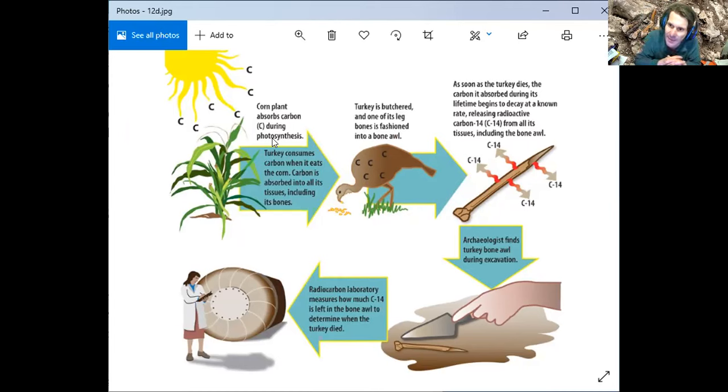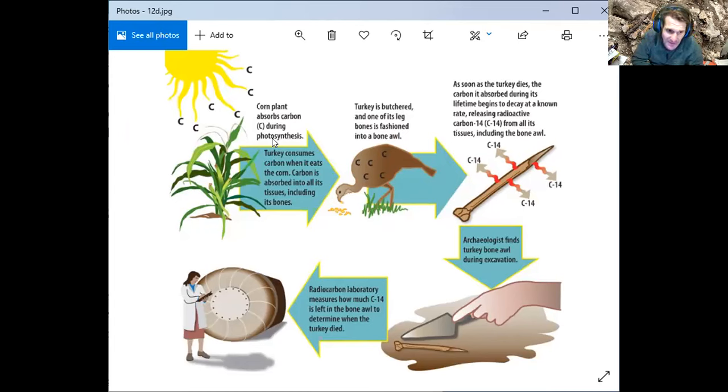And one of its leg bones is fashioned into a bone awl. Basically an awl is a little thing to make holes. As soon as the turkey dies, the carbon absorbed during its lifetime begins to decay at a known rate, releasing radiocarbon 14 from all its tissues, including the bone awl.